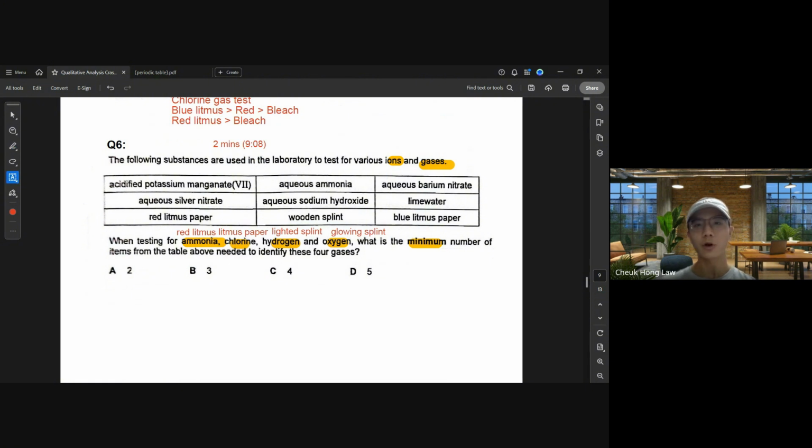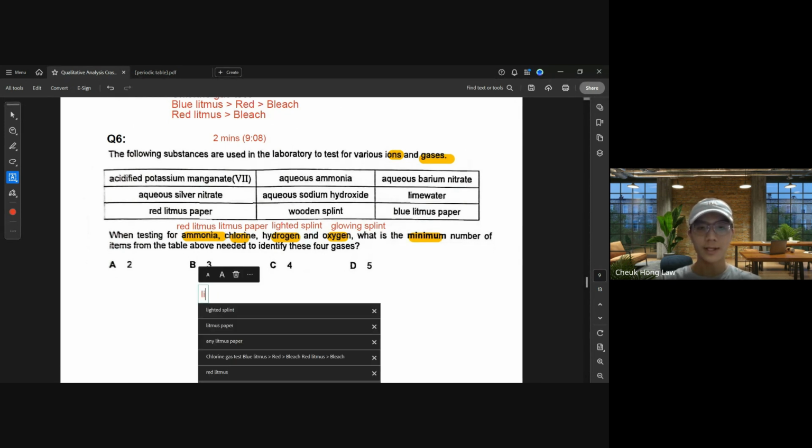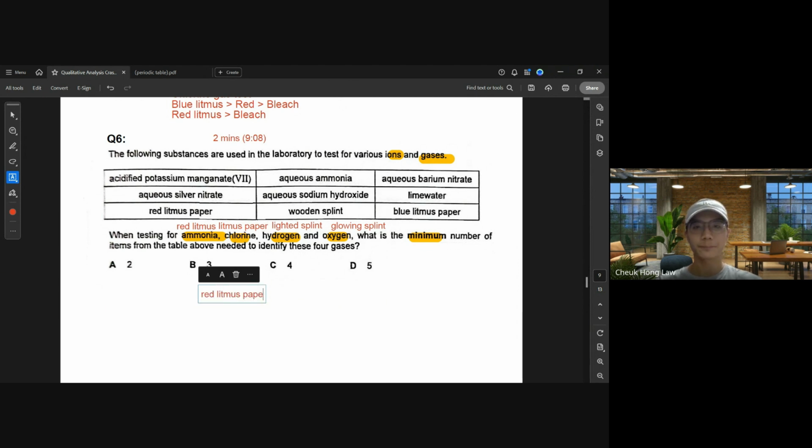If we look at ammonia and chlorine, ammonia is red litmus and chlorine is any litmus paper. So for ammonia and chlorine, we can use a red litmus paper for both. And then look at hydrogen and oxygen. One is a lighted splint, the other one is a glowing splint, right? So both are a type of splint. So we can use a wooden splint for both hydrogen and oxygen. Okay, so in total, you only need 2 items, which means your answer is 8.